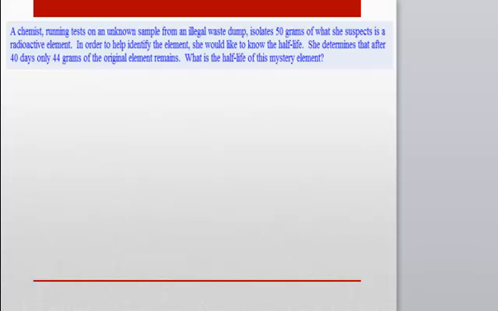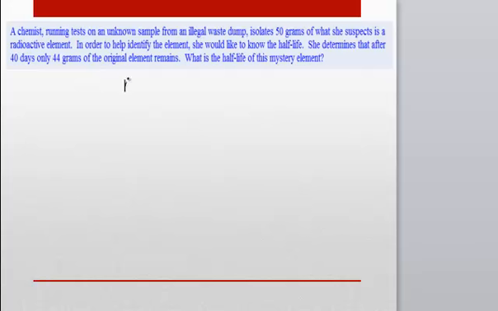A chemist running tests on an unknown sample from an illegal waste dump isolates 50 grams of what she suspects is a radioactive element. In order to help identify the element, she would like to know the half-life. She determines that after 40 days, only 40 grams of the original element remains. What is the half-life of this mystery element?